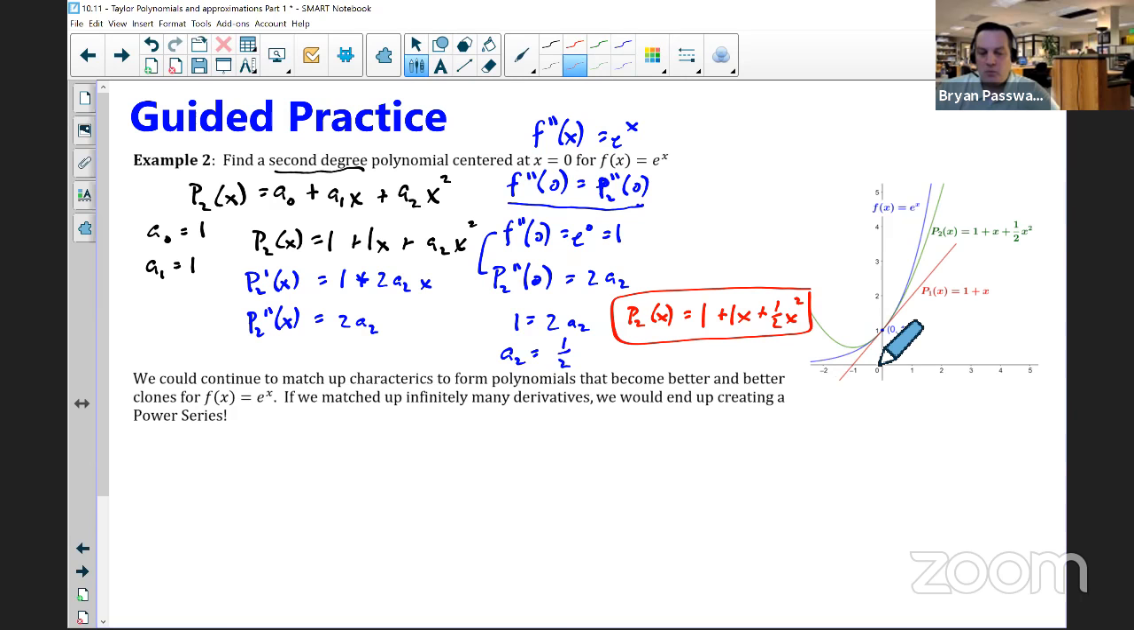So now it starts to look more like our function. It's a little bit better. Close to the center, it's almost indistinguishable from the true polynomial. And as we get further away from the center, it stays closer for a longer period of time, right?